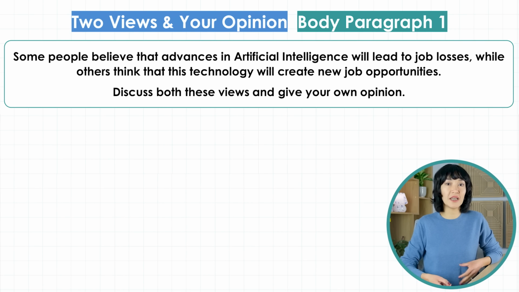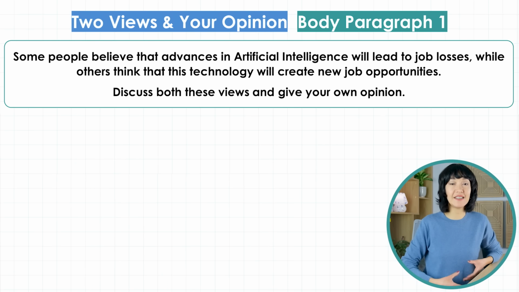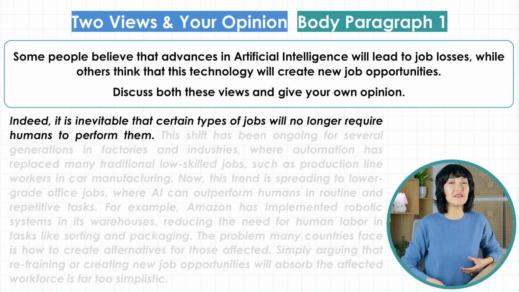Next, we have examples of body paragraphs. And the first belongs to the two views in your opinion essay. We're discussing the first view. Why do some people think that AI will lead to job losses and what we think about it? The first sentence is the topic sentence. It clearly tells us what the paragraph will be about. "Indeed, it is inevitable that certain types of jobs will no longer require humans to perform them." It's not overly complex, just one main idea.